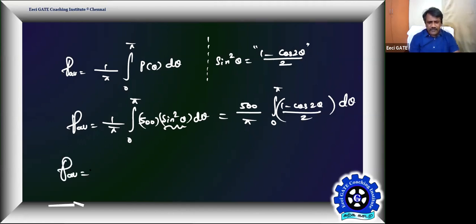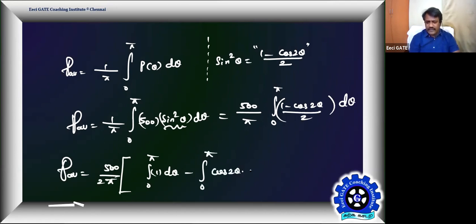Then this average power delivered by the AC source becomes 500 by pi. That's common. This is divided into two parts. One is, let me take 2 also out, make it 2 pi, as common. So then first integration is 0 to pi, that is 1 into d theta, minus another integration 0 to pi, that is cos 2 theta into d theta. Getting everyone? All of you getting this? Yes, sir. Okay, then perform the integration.